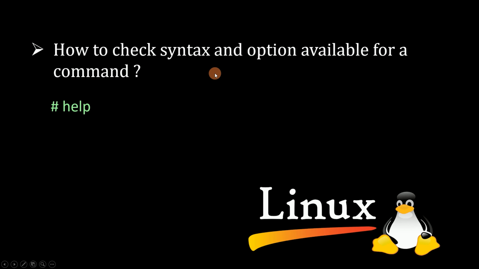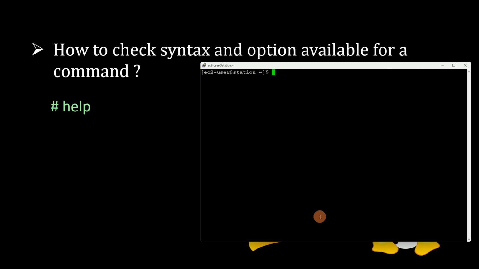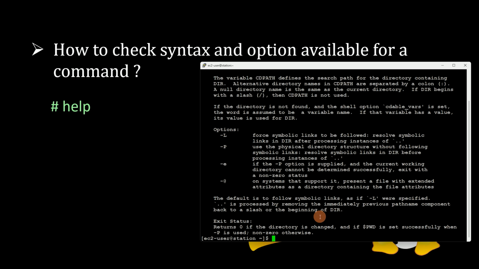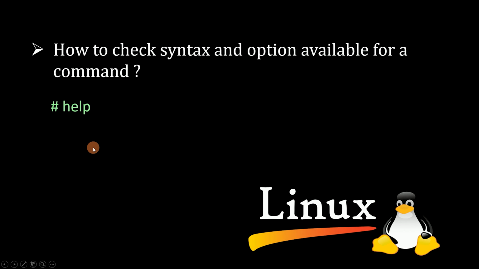Now how to check syntax and options available for a command. For that you can simply use the help command. Let me show you again. For getting help on any command like cd, you can just type help cd, suppose. So you are getting all the options if you want any help related to a command.